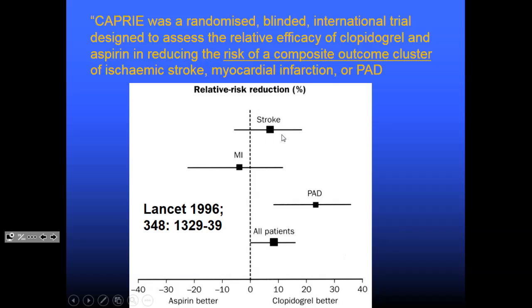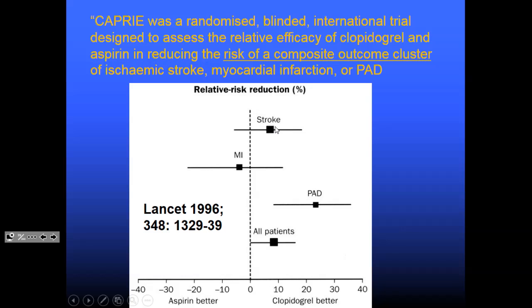So in terms of stroke, Plavix looks a little bit better, but statistically, when we put on our statistician's hat, no difference. So for those of you who said no difference, you're absolutely right. What about MI? What's better, Plavix or aspirin? No difference. Aspirin maybe looks a little bit better, but statistically, no difference. Peripheral arterial disease. What's better? Plavix.